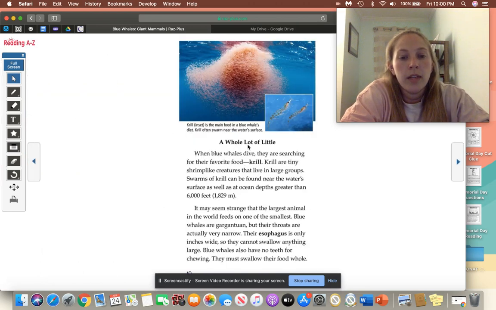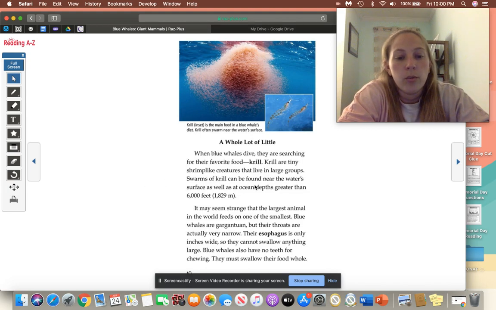A whole lot of little. When blue whales dive, they are searching for their favorite food, krill. Krill are tiny shrimp-like creatures that live in large groups. Swarms of krill can be found near the water surface as well as at the ocean depths greater than 6,000 feet. It may seem strange that the largest mammal in the world feeds on one of the smallest.